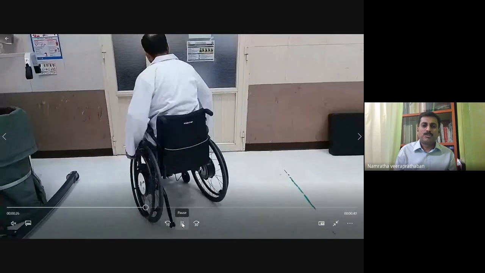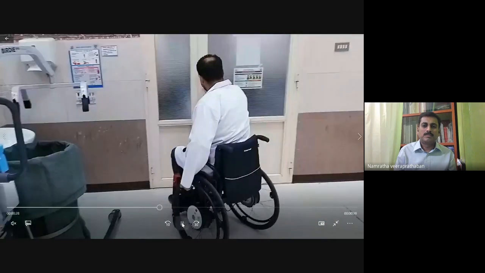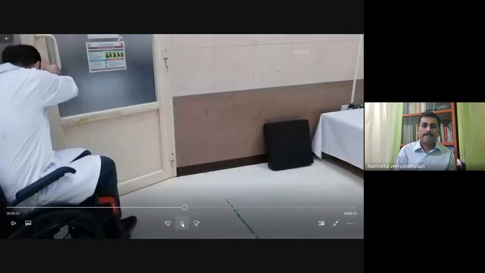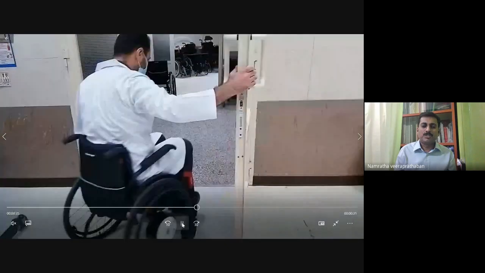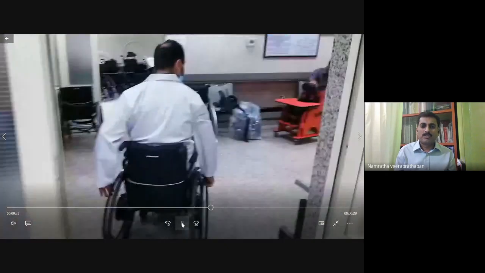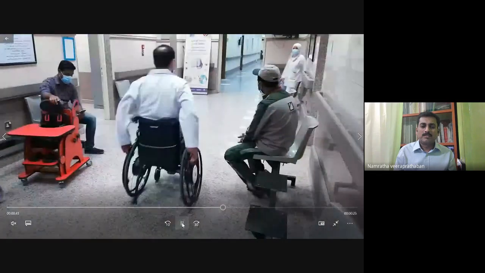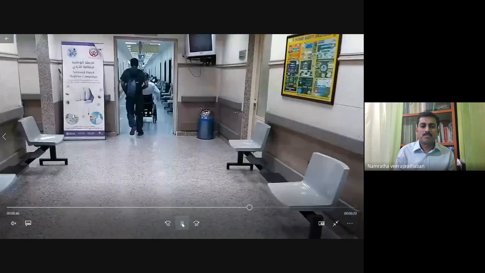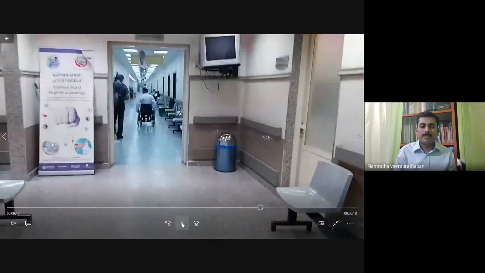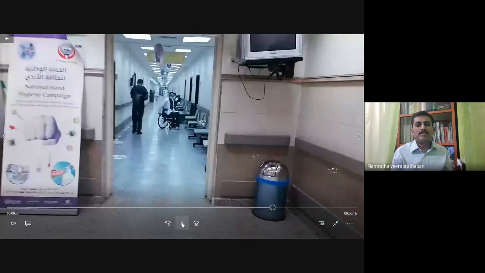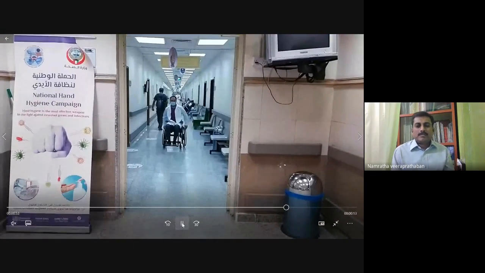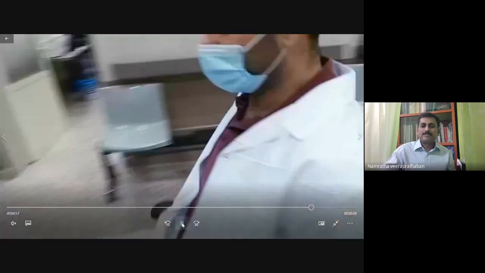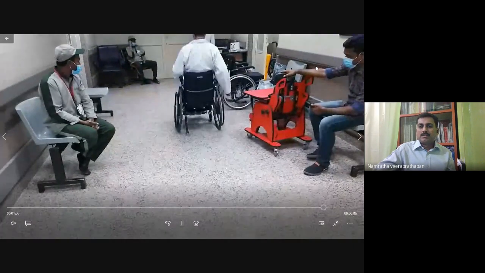See how he is going to open the door. It's all skill. See how he is positioning his wheelchair to open the door. And just look at how this wheelchair goes. Only one push and it takes you a long distance. This is my OT department in PMR. See, only one push and he's going to reach this target.